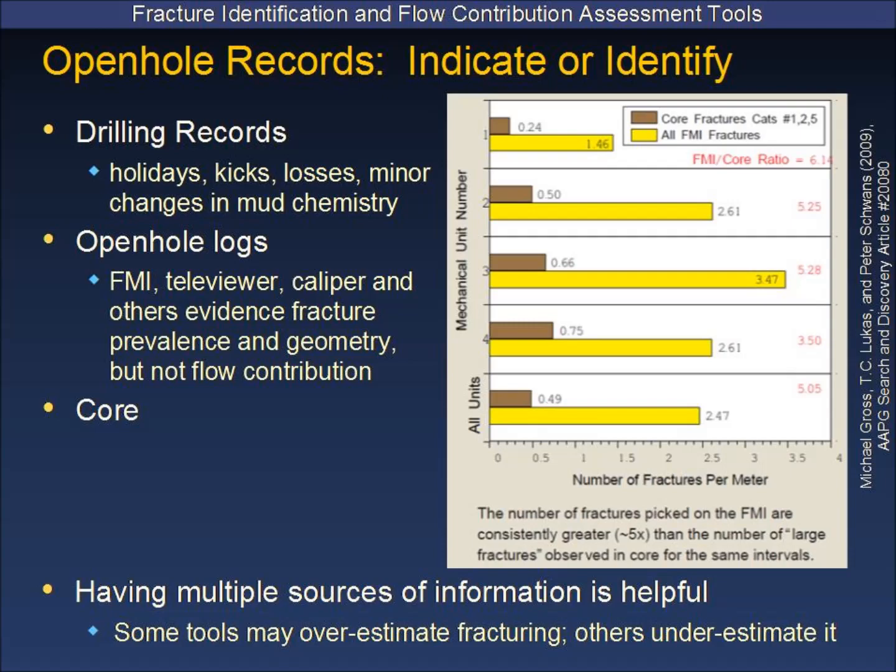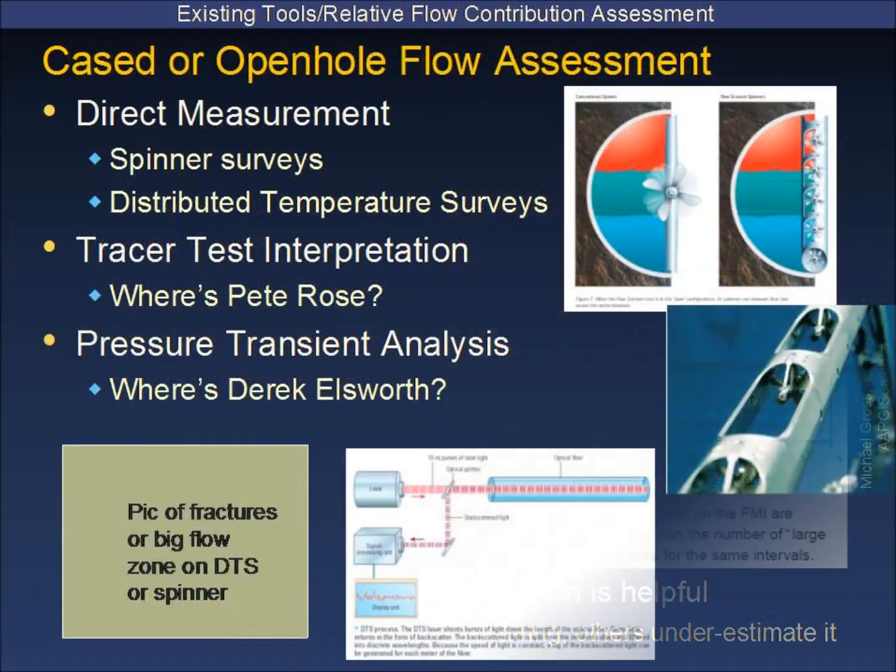And so the experience in this illustration, where you can see in the yellow the borehole image log identified fractures, and in brown the larger ones that were visually found in the core, that's not atypical. So having information from a multiplicity of sources is always good. And I don't want to say the FMI log fractures weren't there, because they probably were. What I don't know, and what none of these tools will tell you, is what about the transmissibility of those fractures?